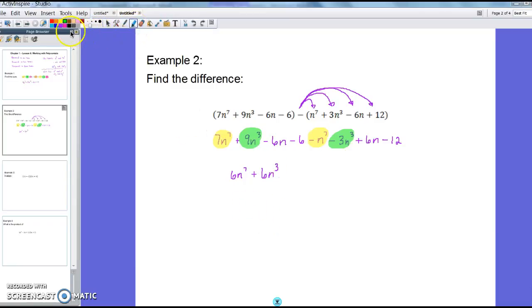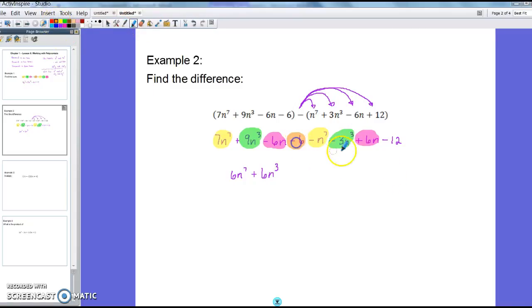Okay, let's go to the next term. I have negative 6n and positive 6n. So if I have negative 6 and then I add 6 to it, they basically cancel each other out, right? They add to 0. So I don't need to write that down here. And then let's look at our last one.